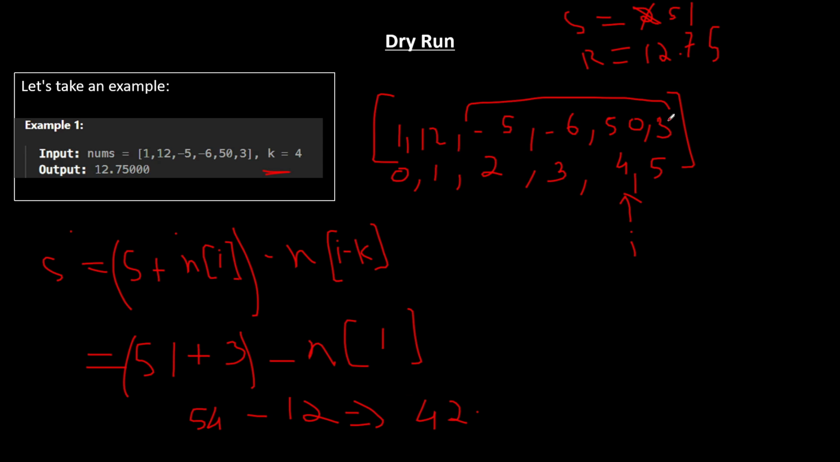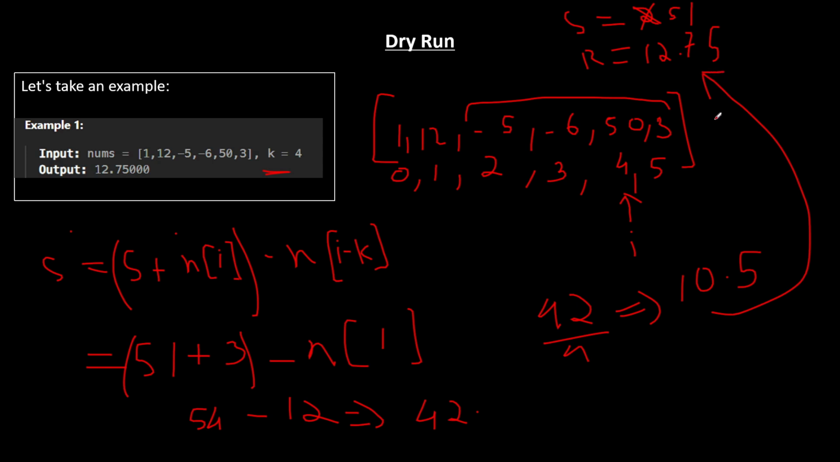Now let's calculate here. 50 plus 3 gives us 53, correct? Minus 5 minus 6 gives us 11. We subtract it, we get 42. So yeah, our sum of the sliding window is exactly what we want. Now our condition was to divide it by 4. So when we divide it by 4, we get 10.5, which is smaller than the result average we got previously. So we cannot use it. And after that, our iteration gets completed, and the result which we got is 12.75.